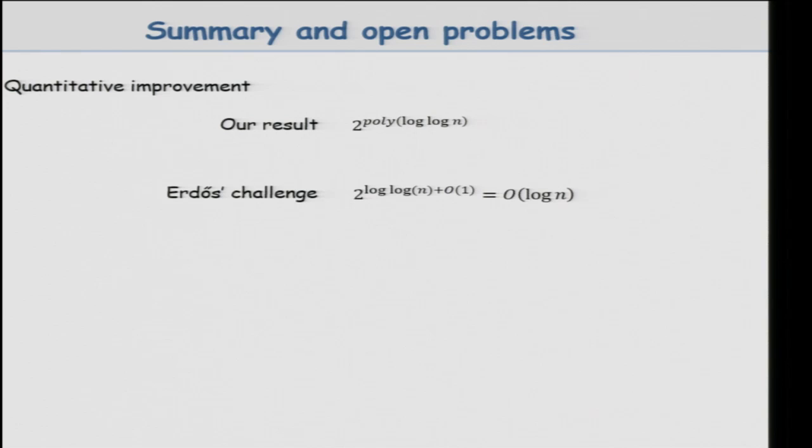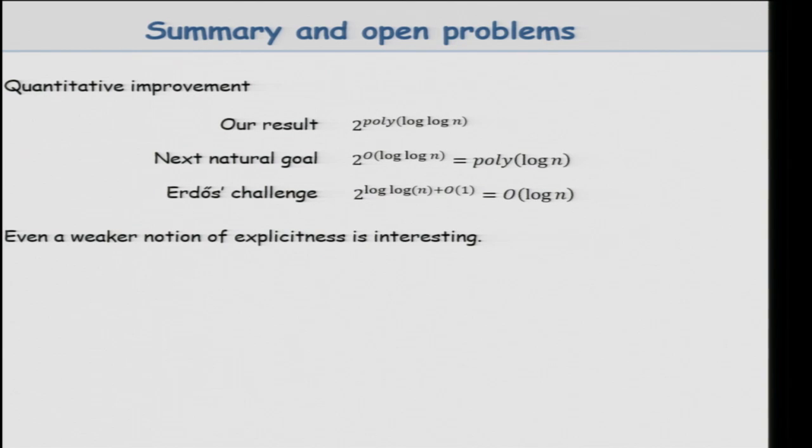But if you are not planning on coming to the next lecture, I do want you to have the open questions, if that's okay, just one more minute or so. Quantitatively, our results give a 2 to the polylogarithmic Ramsey graph, while the Erdős challenge is 2 to the log n plus constant, and the next natural goal will be 2 to the order of log n. There are at least four or five points in the proof where you lose this in the poly, so you saw already one of them. So this will be tricky.